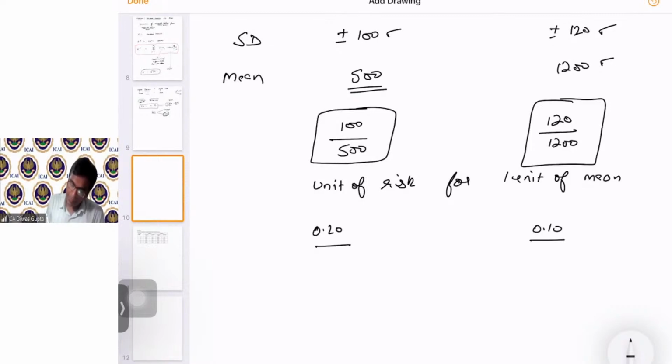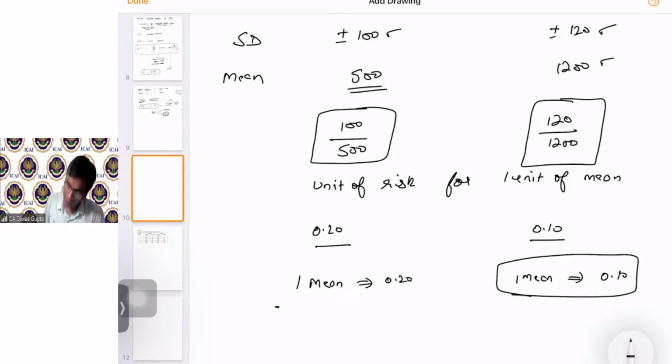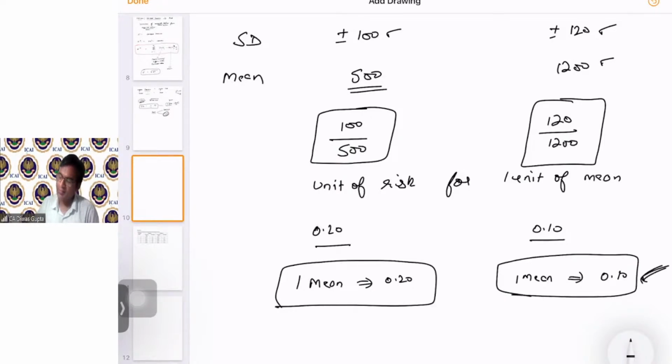So I will end up, for earning one mean, that is 1 rupee of cash flow, here mean is cash flow, undertaking a risk of 0.20. Here for one mean, I will undertake a risk of 0.10. Now you tell me, don't you think this is very practical and very logical that you will always choose this project? Because for the same level of return, that is 1, I have to undertake a lower risk of 0.10 compared to 0.20.